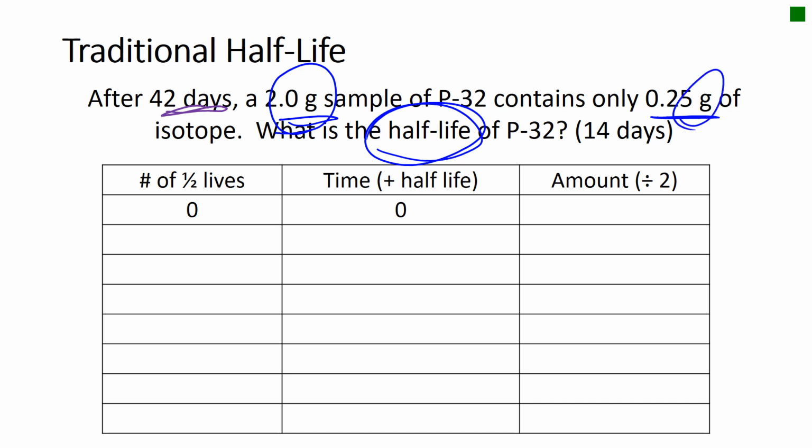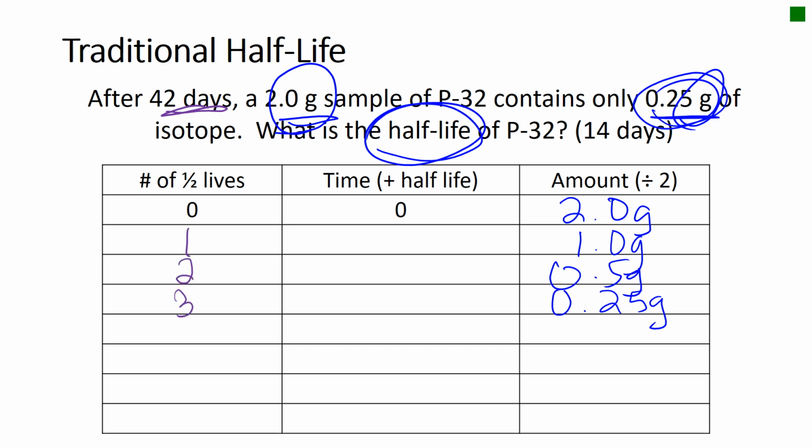Starting off, I'm going to start with 2 grams, and I'm going to keep dividing by 2 until I get to my final amount, which is 0.25. So I go 1 gram, then 0.5 grams, and then I get to 0.25 grams. Now, analyzing, I'm going to figure out how many half-lives that was. I'm going to count 1, 2, 3. Reading the problem, it says that after 42 days, that's when this event occurred where I was at 0.25. So I actually know my final answer is 42 days.